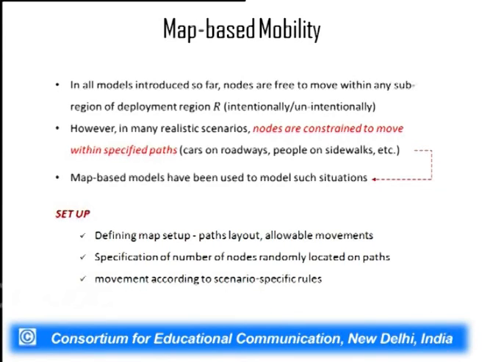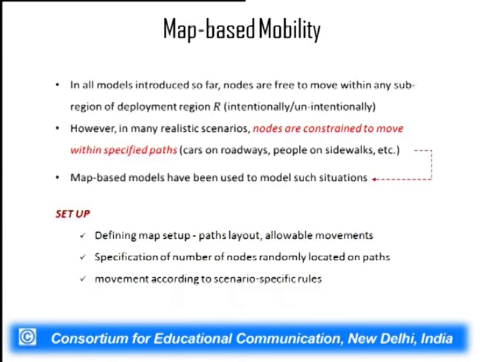So here, nodes are constrained to move within specified paths. Say there are sidewalks or car lanes, 8 lanes, 6 lanes, and how these types of situations come up. Obviously, first we have to set up the map.